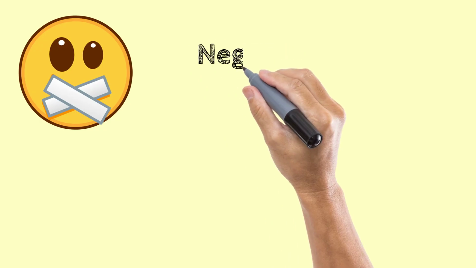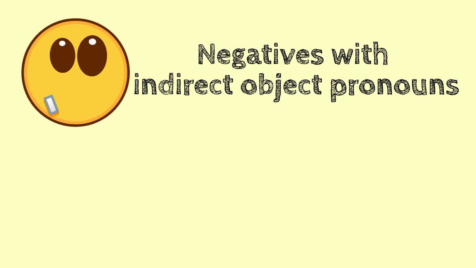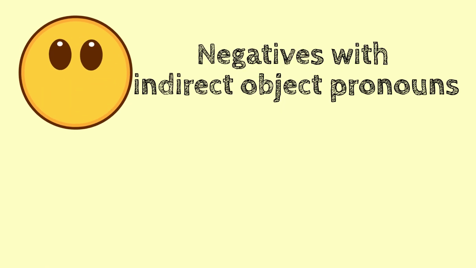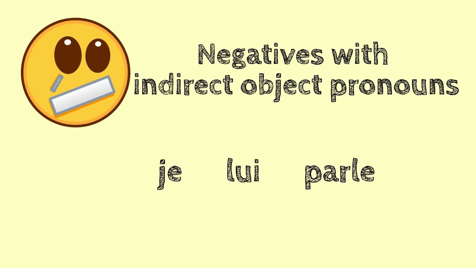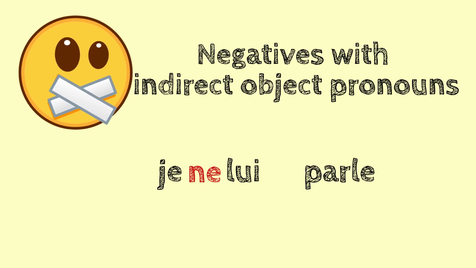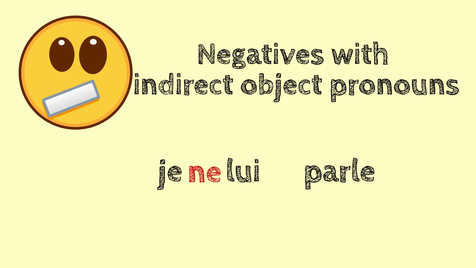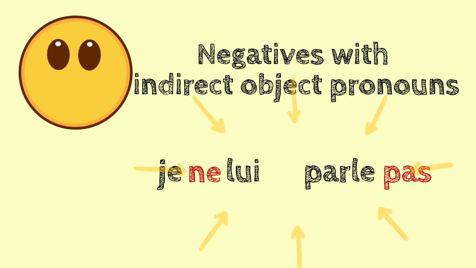Now, let's have a look at what we do if we want to put a negative in a sentence that contains an indirect object pronoun. If we take a sentence like je lui parle, I speak to him or I speak to her, and we want to make it negative, we know we need ne pas. In this case, we're going to put the ne not before the verb, but before the indirect object pronoun, and then the pas after the verb. So we keep the lui and the parle together, sandwiched between the ne and the pas.